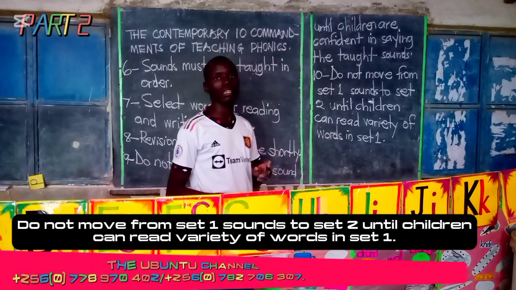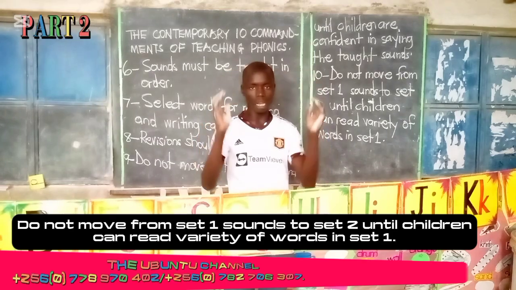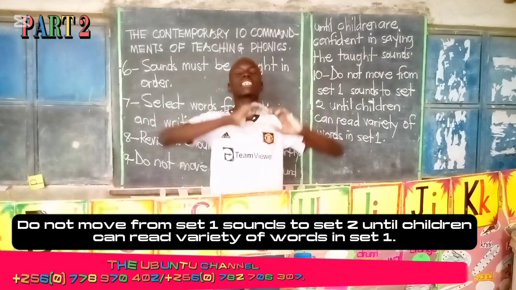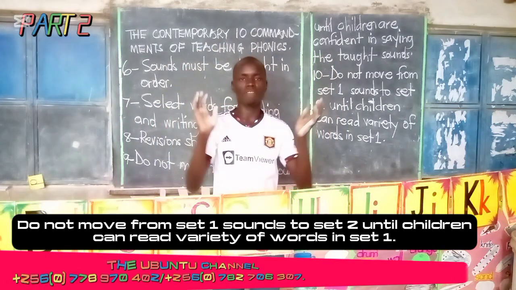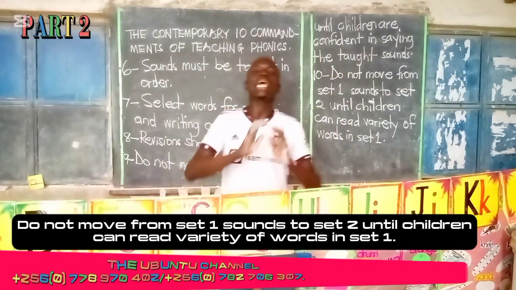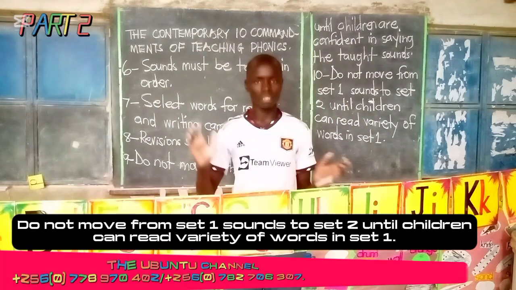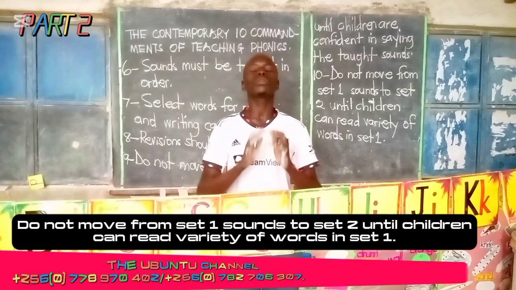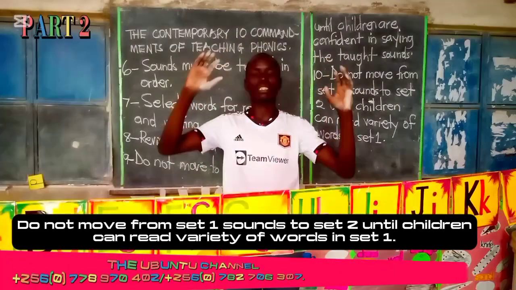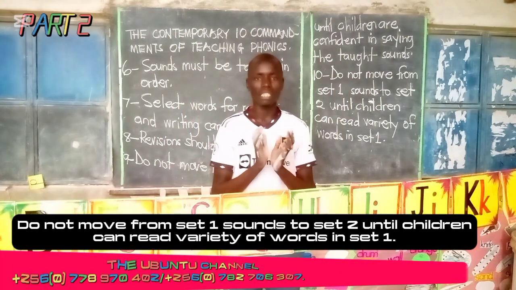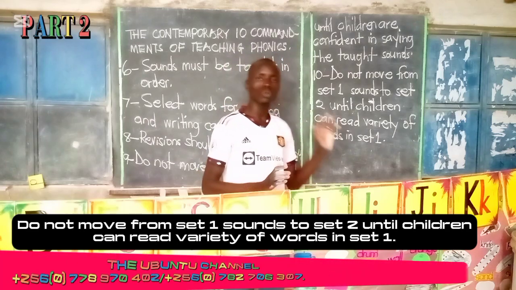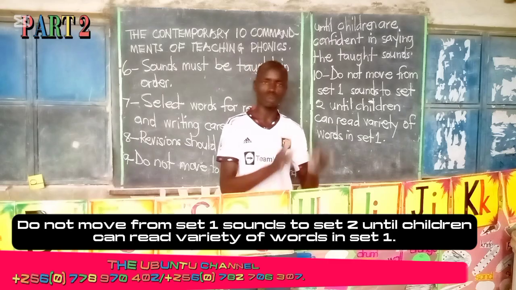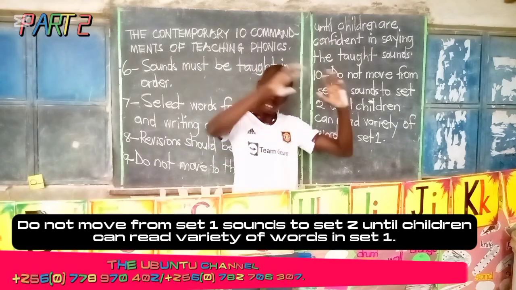This one is saying that when you're teaching children set 1 sound, make sure they first understand set 1 sounds very well, and they are able to read and write words under set 1 sounds. They are able to read and write many words under set 1 sounds. Then, when they are able to do that one, then you can go to the next sound, and that is set 2 sounds.